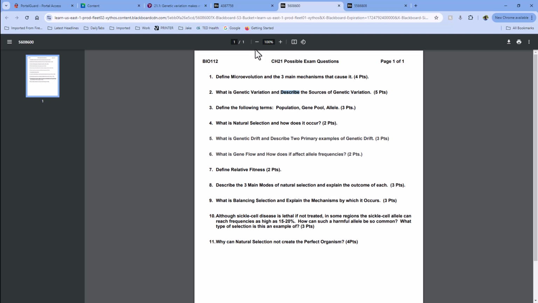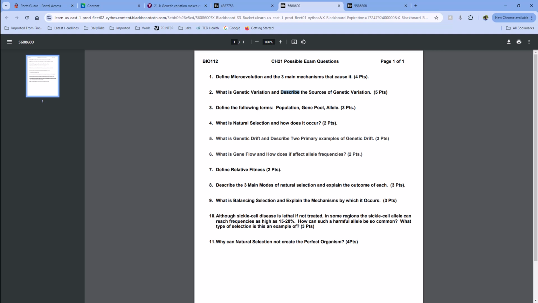Describe means describe. And then define, population, gene pool, allele. You'll find those in the next section of chapter 21 on page 424. And then what is natural selection and how does it occur? We talk about this almost in every chapter. And so pages 428 to 429 will give you those answers.